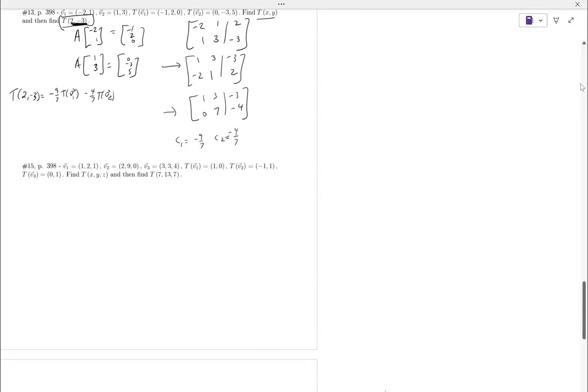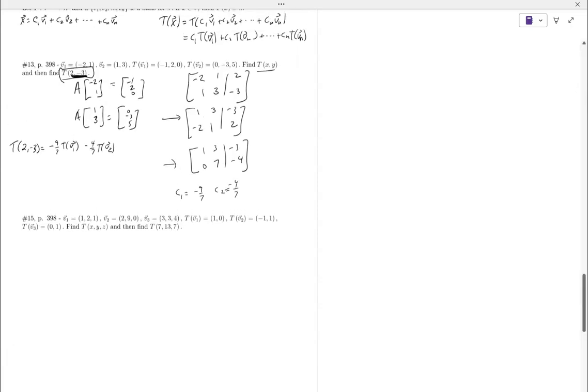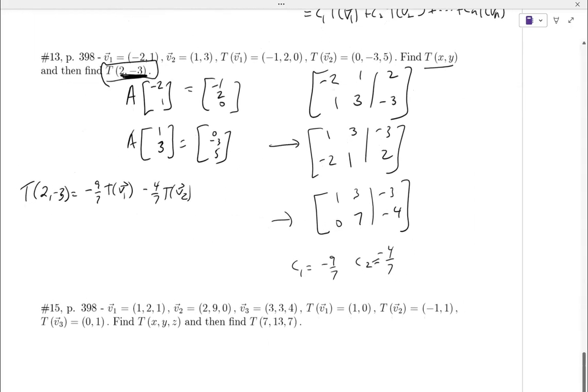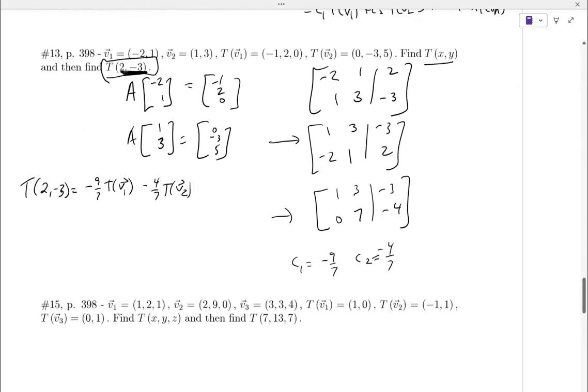All right, so let's continue our discussion here with linear transformations. Finish up the handout from last time. Got a new one for today. So we did this problem near the end of class last time, but we didn't do the general rule for the transformation of x, y. We did the transformation of 2, -3.